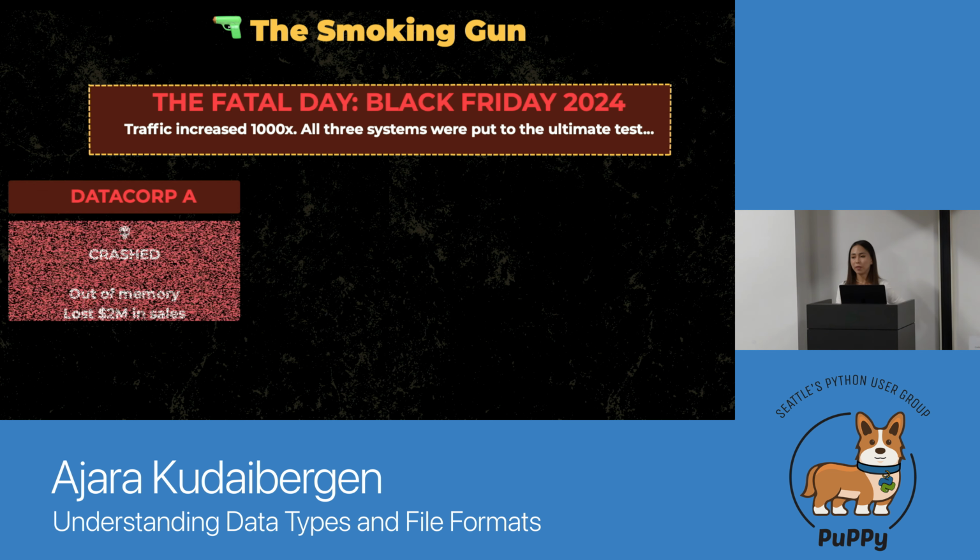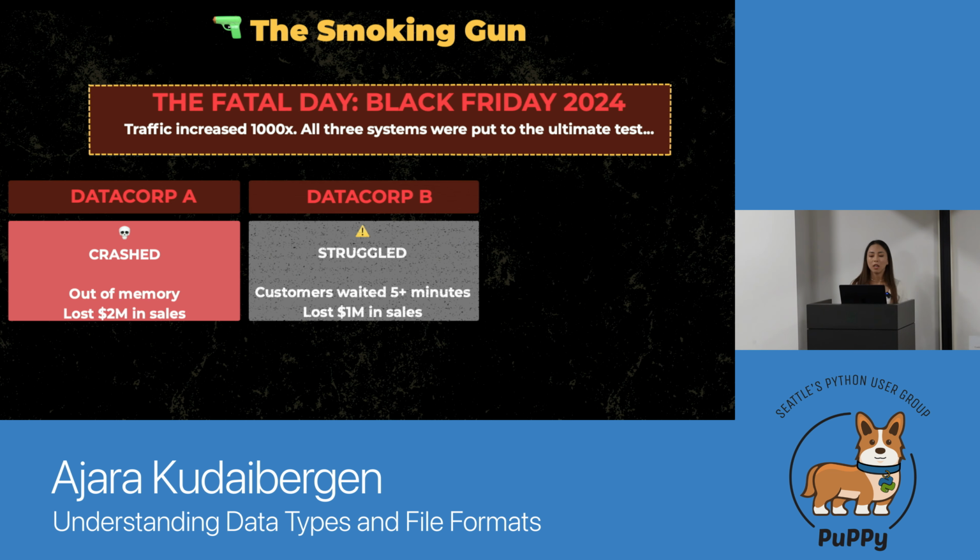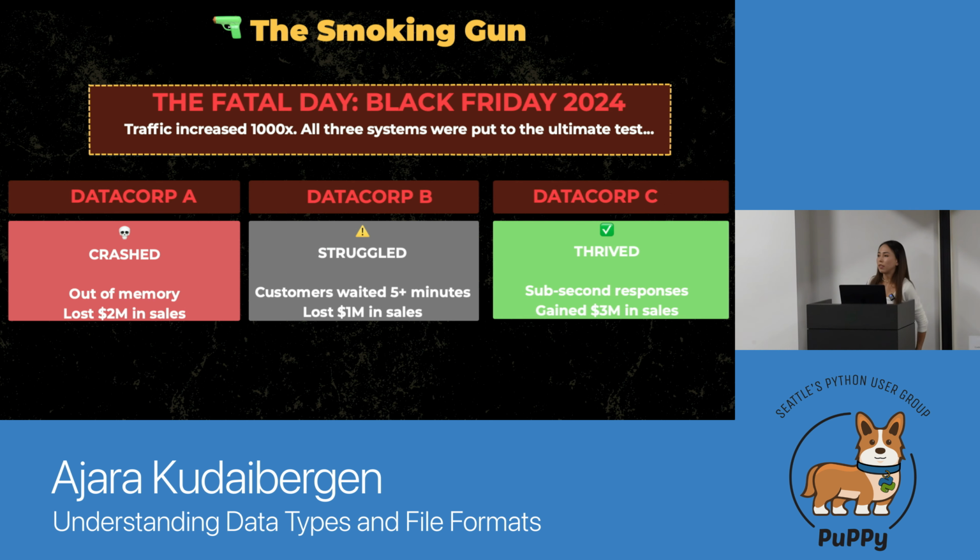And this is when Data Corp A, the first company, crashed. They were out of memory. They lost approximately 2 million in sales. Data Corp B, another company, struggled. Their customers waited about 5 minutes and they lost about 1 million in sales. And Data Corp C thrived. Because their system was optimized, they gained 3 million in sales.